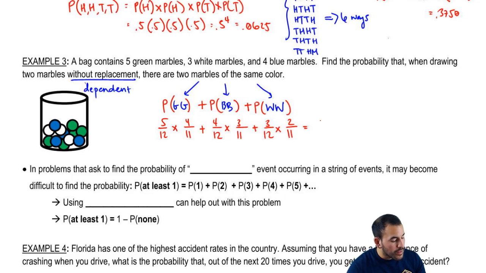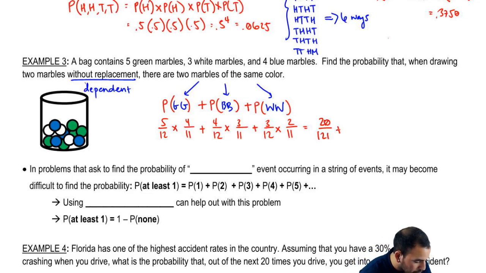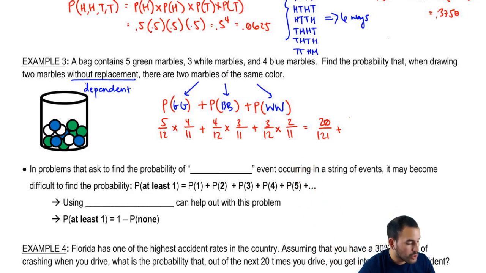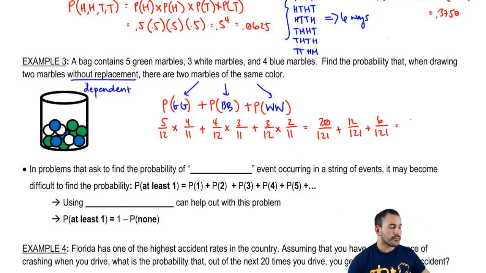Right? So we get 20 over 121 plus, and this I'm just multiplying out green, green. Now blue, blue, it's 12 over 121. And the last one is 6 over 121. Once we multiply all that out, we end up getting 0.3003.